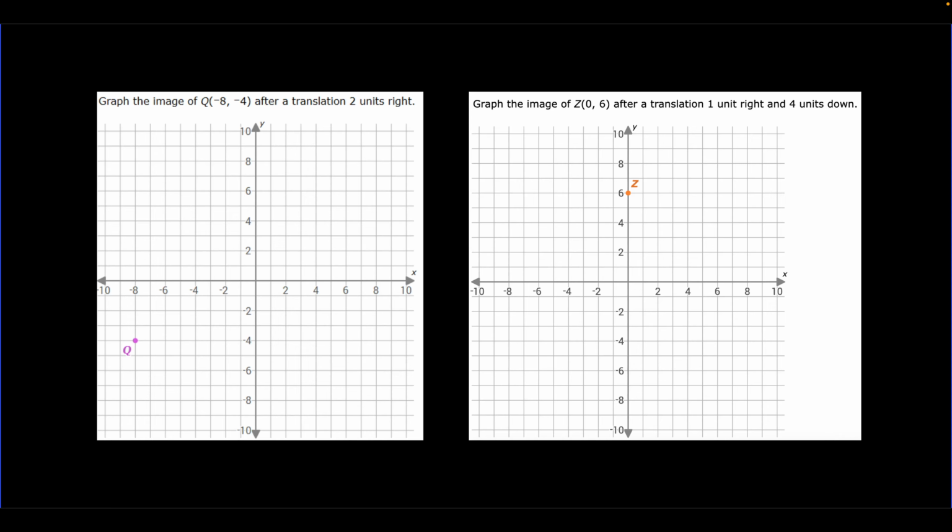Okay, now that you've had time to work these problems, let's check your solutions. Okay, for the first problem, you should have put Q prime just 2 units to the right. And for the second problem, Z prime should have ended up at, this would be 1, 2, 1 unit right, 4 units down. Here's the coordinate.